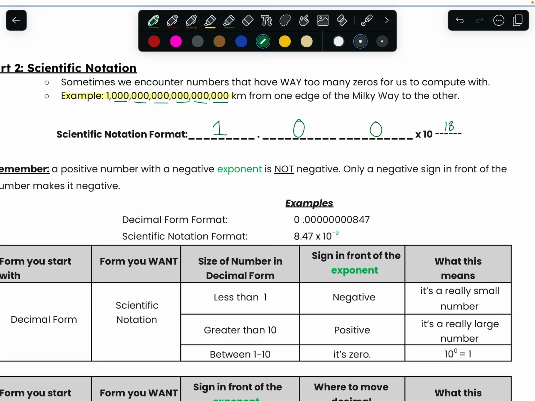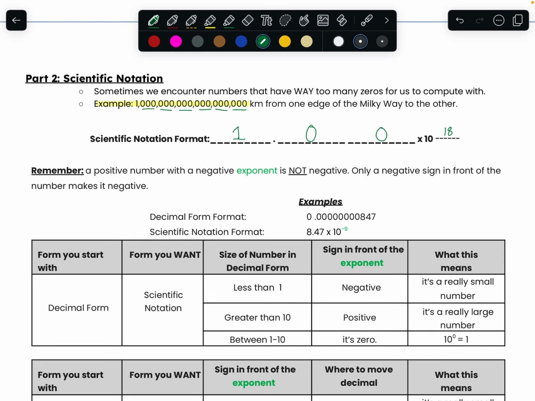In chemistry, we're going to use a number second semester especially called Avogadro's number, which is a number that is to the 23rd power. So we're going to need to know how to write in scientific notation, as a lot of our answers when we're dealing with things like particles and atoms are going to be very large quantities.